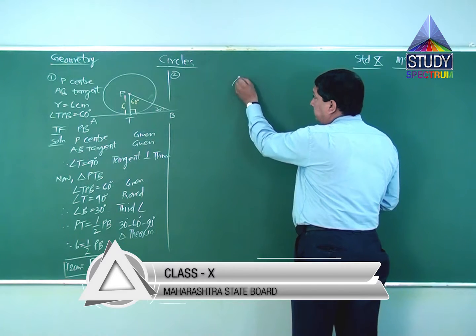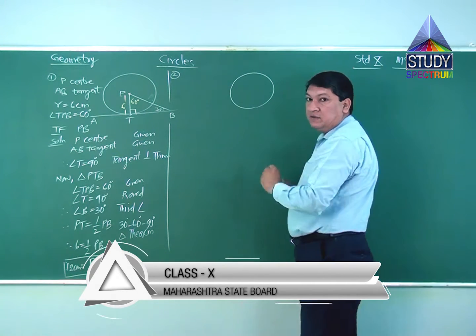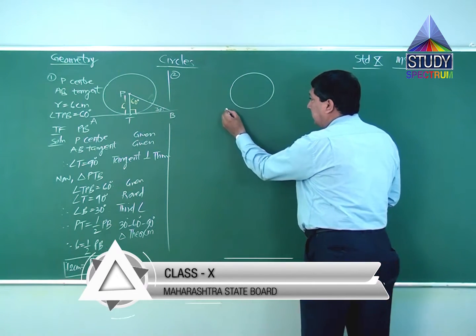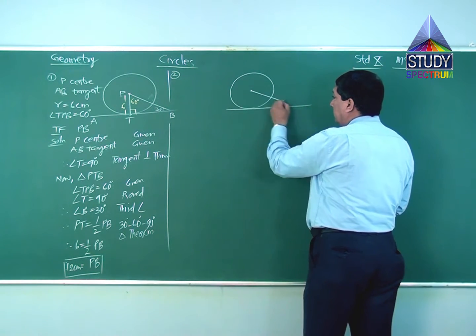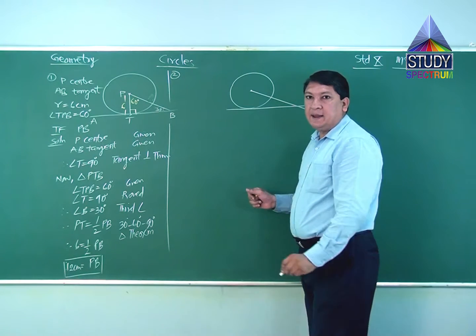In the second sum, there is a circle given. Lines are drawn like this. This is your textbook sum only. Points are M, N and A.